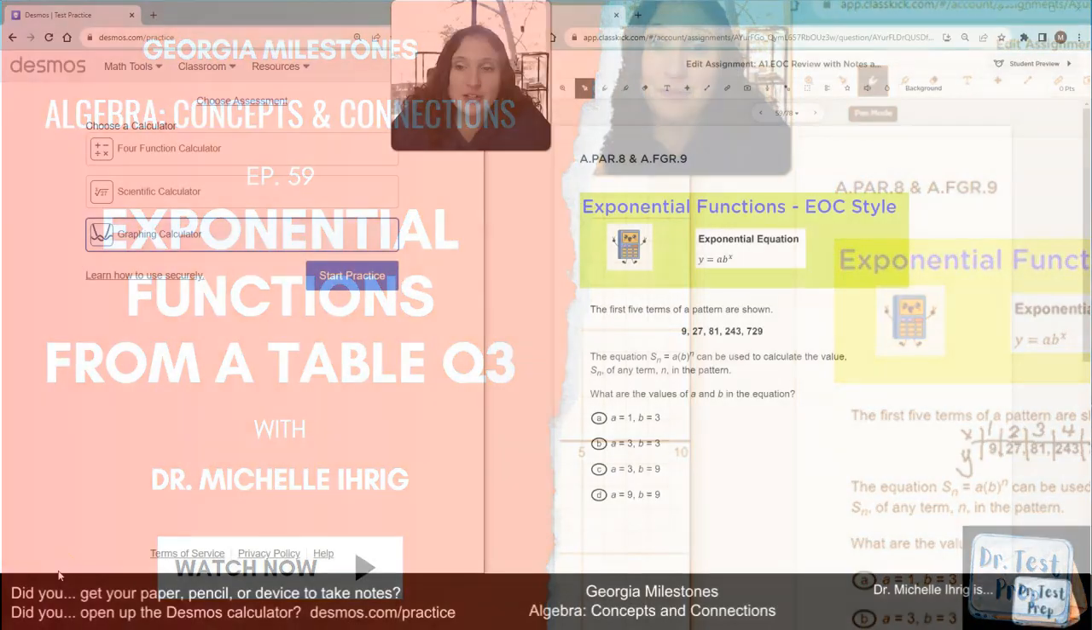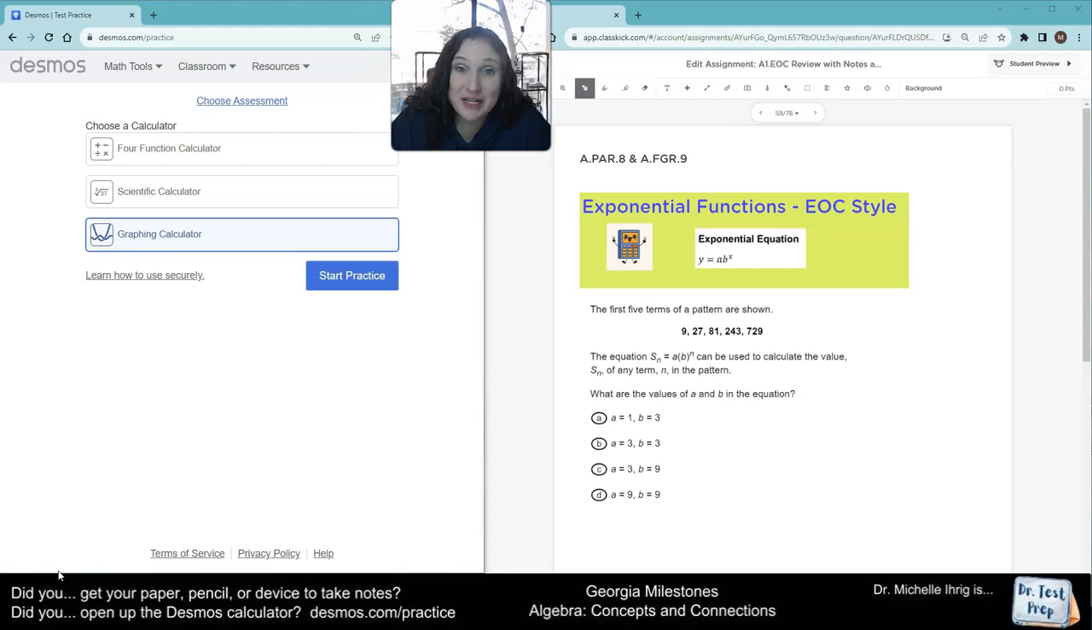Let's go over exponential functions. Now this one, they're trying to be tricky, but it is so easy if you know our trick. It says the first 5 terms of a pattern are shown. What are the values of the equation? So what we're going to do is we're actually going to turn these into coordinates.